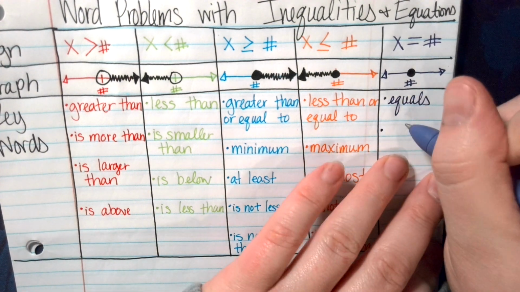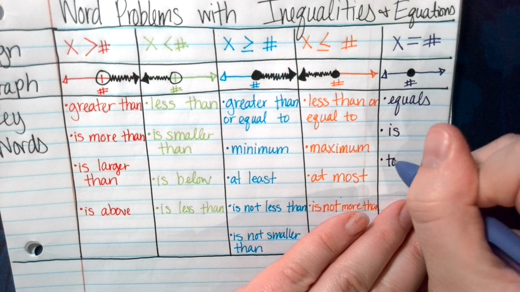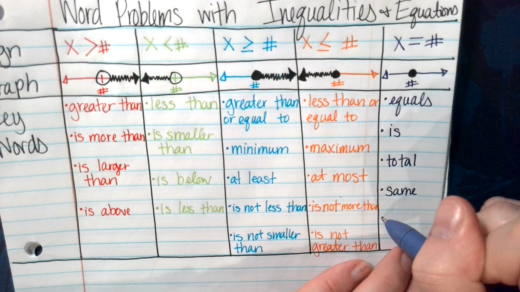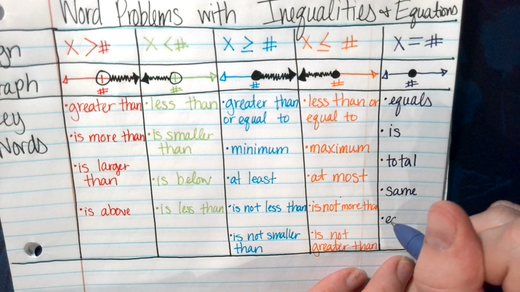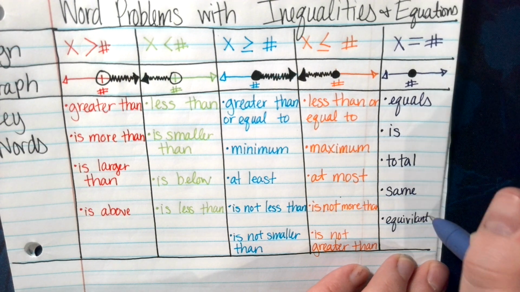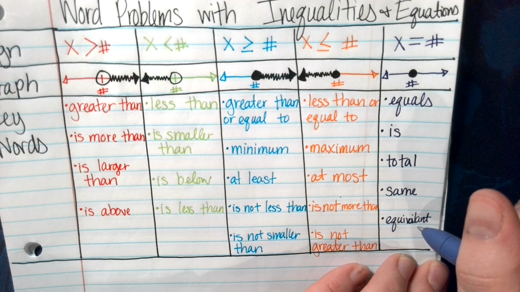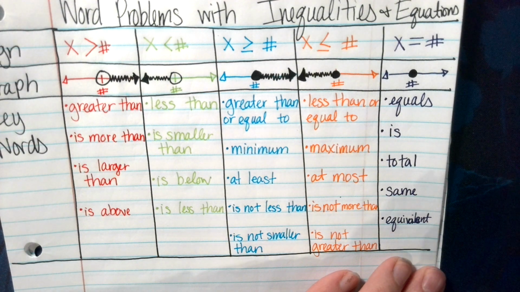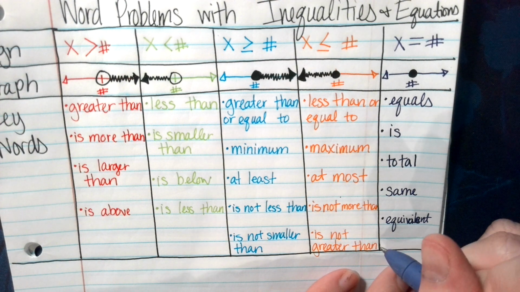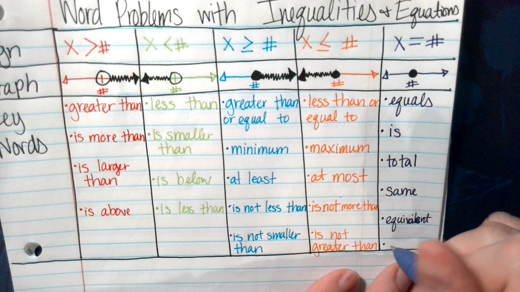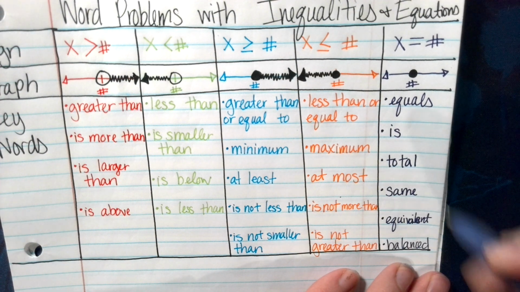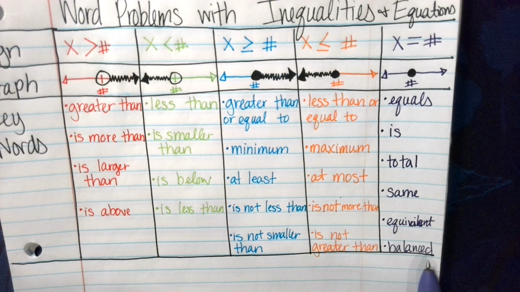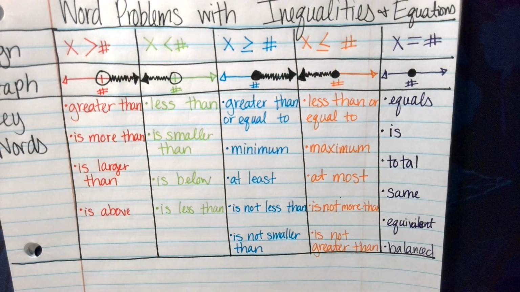Other keywords you might see for equations are is, total, same, equivalent. Sorry, equivalent, I spelled that wrong. Oops. And another word might be balanced. There are a lot more words for equals, so go ahead and just look up if you need to reference or write down some extra words for equals above the board.